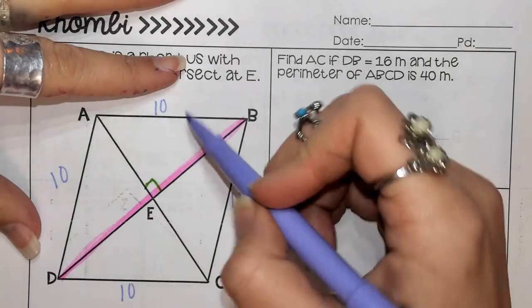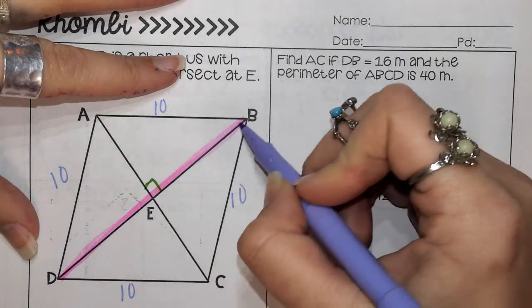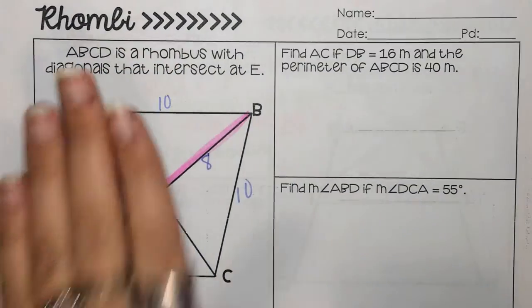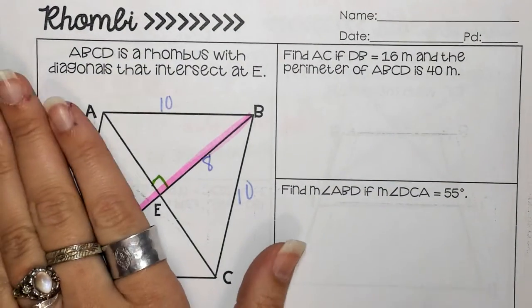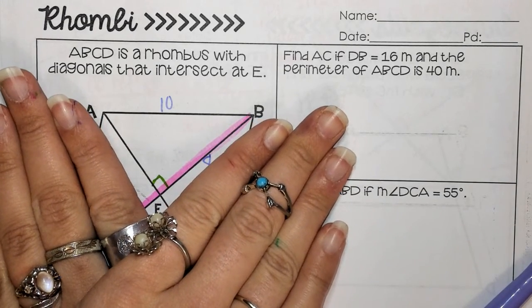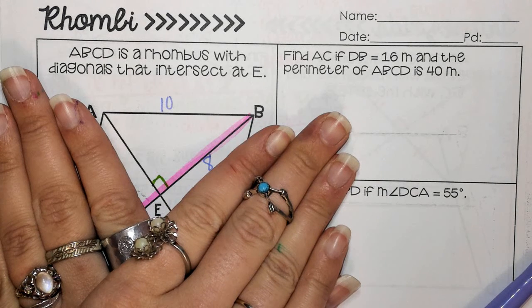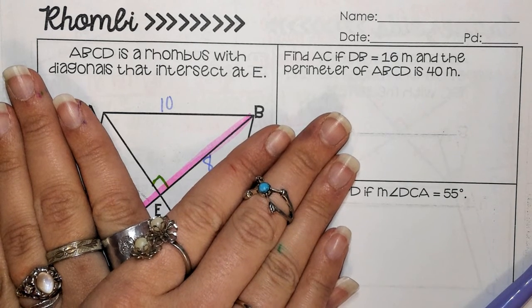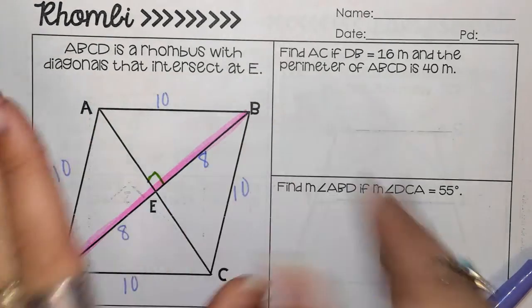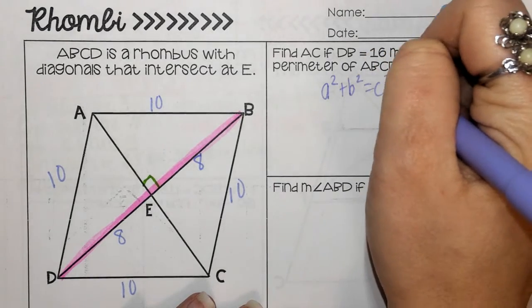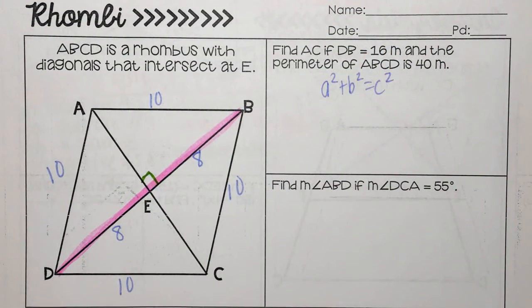Now, if DB is 16, what do we know about this part right here? What is it going to be? 8. Talking about this top half up here. So this bottom part's 8, this bottom part's 8. What kind of triangle have we created right there? Right. A right triangle. And how do we find the missing side of a right triangle? It's a theorem. It's a special theorem. What is this theorem called? Pythagorean theorem.